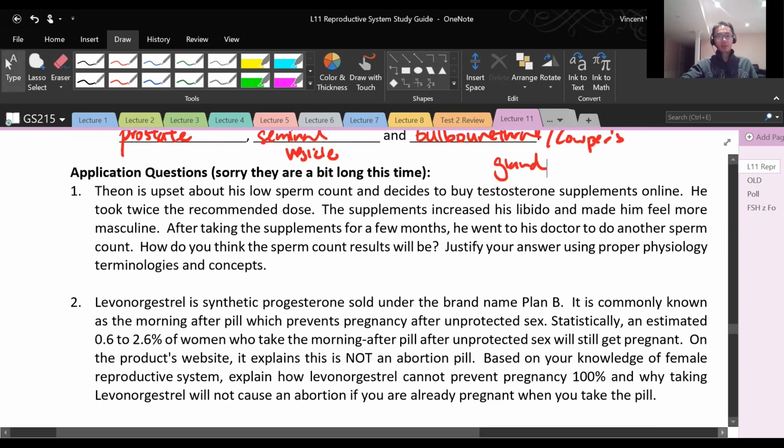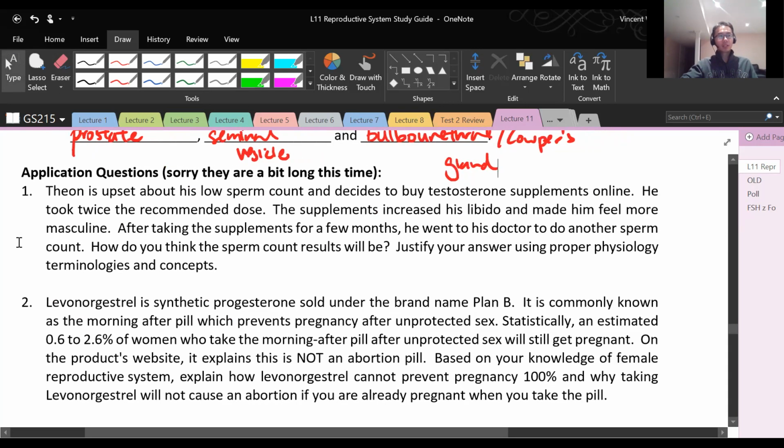Okay, let's take a look at some of these application questions. They are pretty long, but I'll read it to you. Theon is upset about his low sperm count and decides to buy testosterone supplements online. He took twice the recommended dose. The supplements increased his libido and made him feel more masculine. After taking the supplements for a few months, he went to his doctor to do another sperm count. How do you think the sperm count results will be? Justify your answer using proper physiology, terminologies, and concepts.